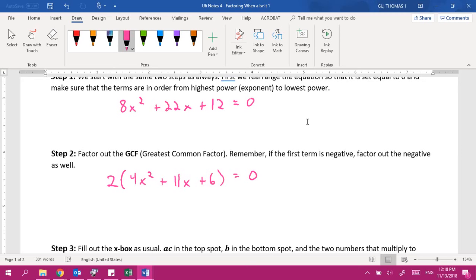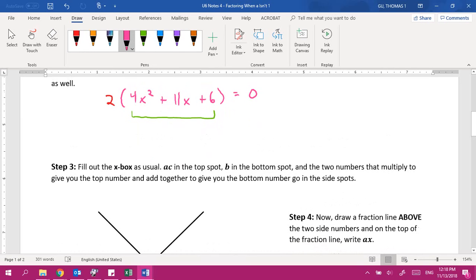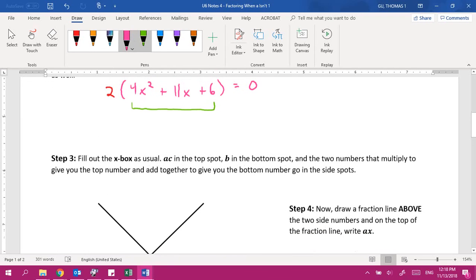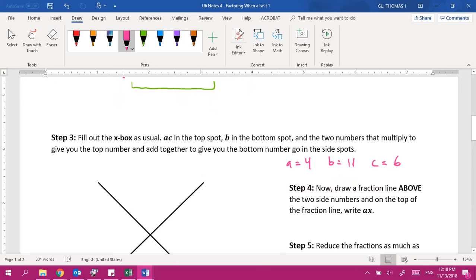So now we're going to factor out this 4x squared plus 11x plus 6. And let me write this 2 in red just real quick. We're going to be using that later. So now from this step, we're ready to use the X box. And we're just going to fill it out as normal to start out with. Okay, so what is your A value here? 4. It's just 4. Remember, it's just a number. What is B? 11. And what is C? 6. That's right. So we're going to fill it out as normal.